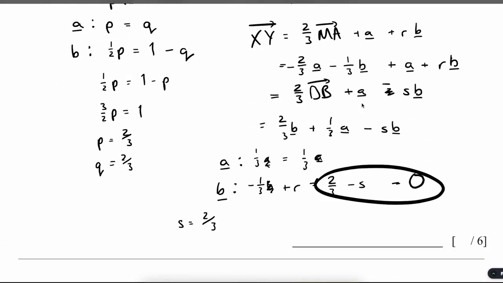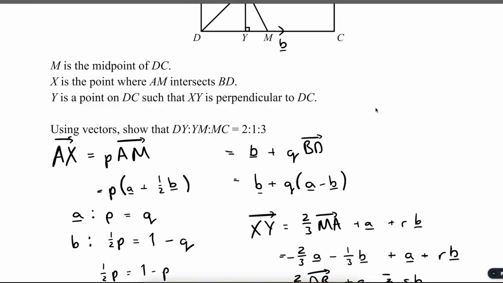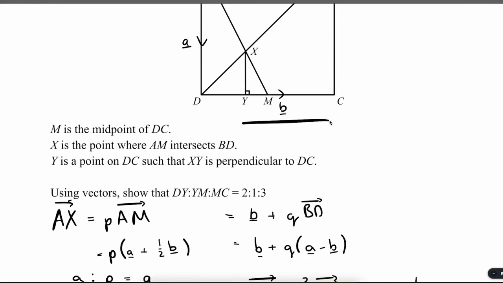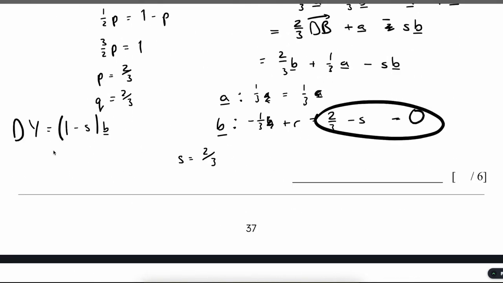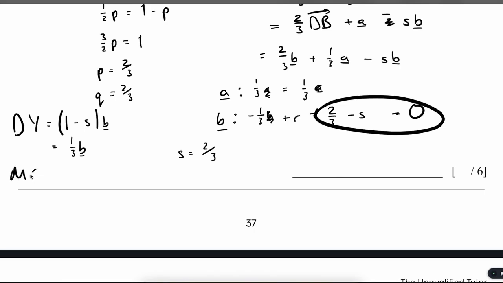So that basically gives us everything we need to know. As soon as we find s is 2/3, then we know DY. So DY is 1 minus s lots of b, because we've defined sb as being like that. Let's do it down here, if we've got enough room. So 1 minus s lots of b is DY, which is 1/3 b, okay? And we know MC is equal to a half b.